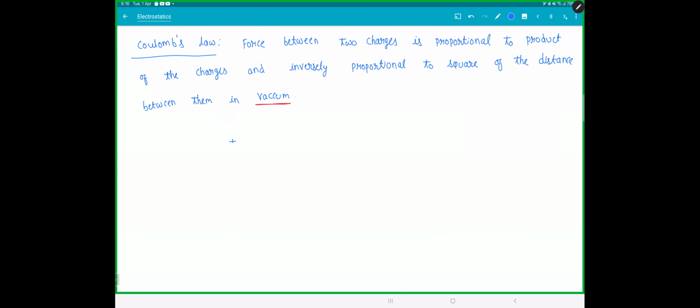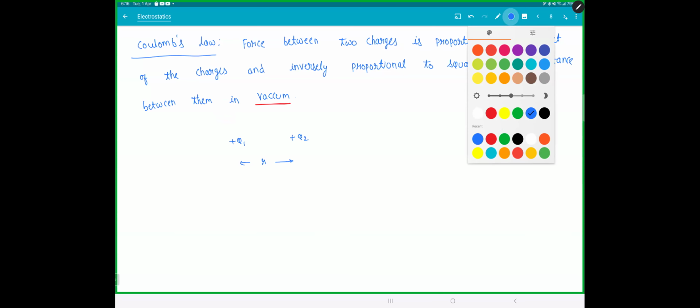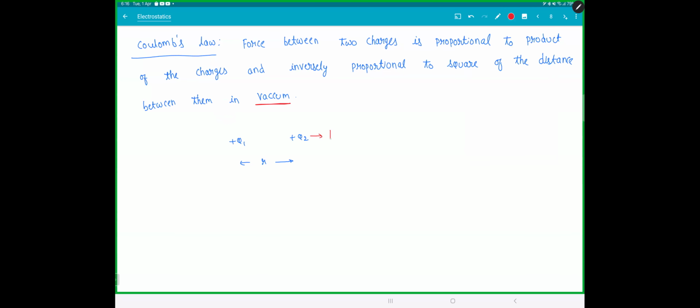So if you have two charges, Q1 and Q2, and the distance between them is R, they will repel each other. So this thing will be F21. The meaning of this is force on charge 2 due to 1.